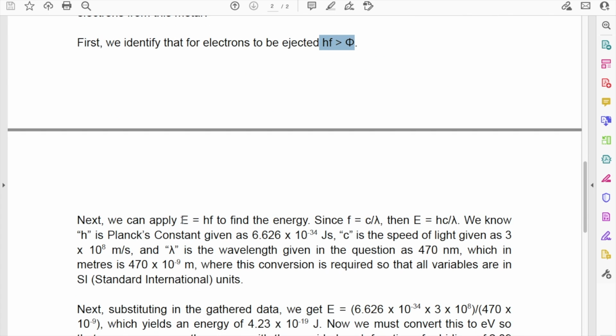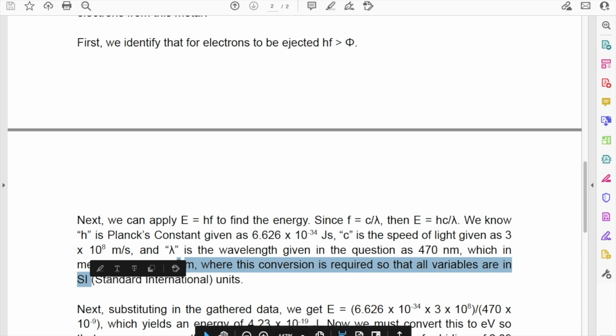Next, we can apply E equals hf to find the energy, since we know frequency is equal to the speed of light divided by wavelength. That means E is equal to hc over lambda, where lambda is wavelength. We know h is Planck's constant, given as 6.626 times 10 to the power of negative 34 joule seconds. c is the speed of light, given as 3 times 10 to the power of 8 meters per second, and lambda is the wavelength given in the question as 470 nm, which in meters is 470 times 10 to the power of negative 9 meters. And this conversion is required so that all variables are in SI units, Standard International Units.